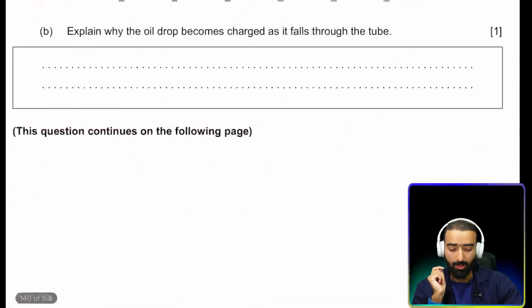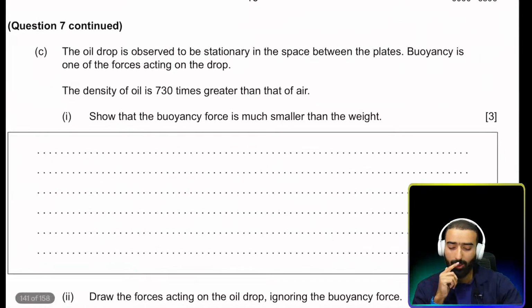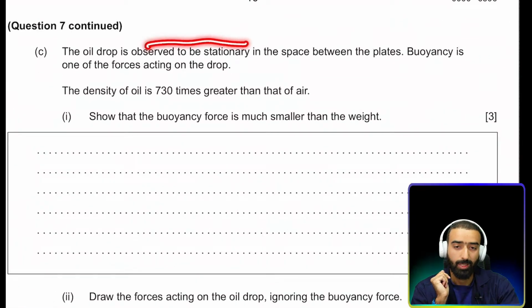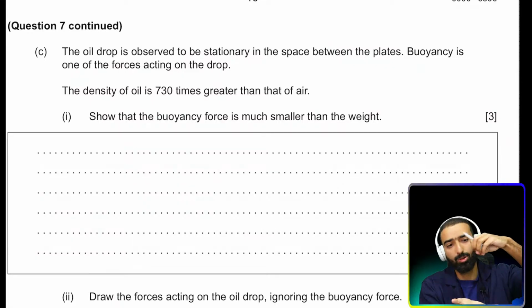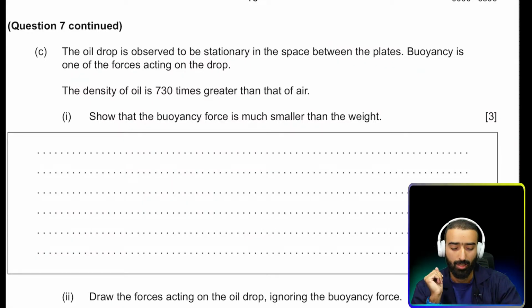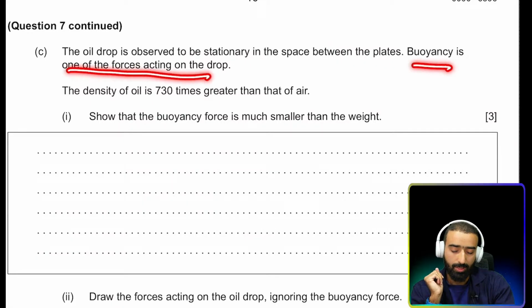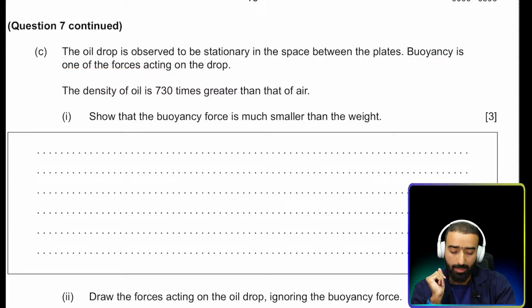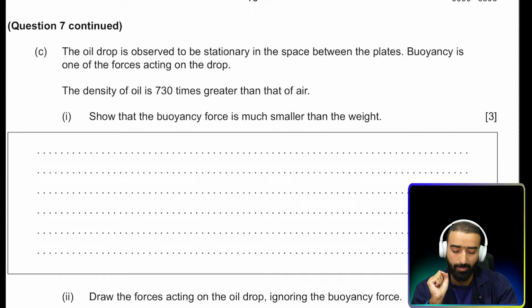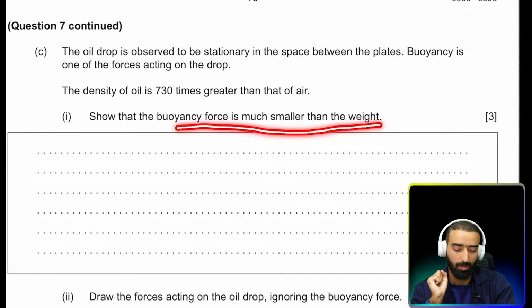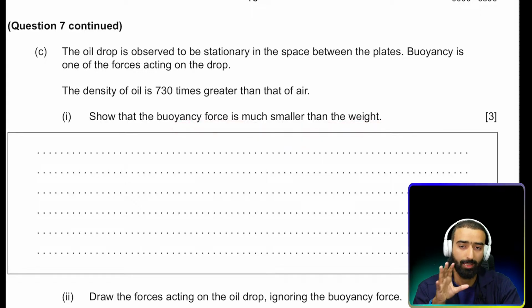Okay, let's press on. The oil drop is observed to be stationary in the space between the plates. That means this oil drop is just hanging there. Buoyancy is one of the forces acting on the drop. The density of oil is 730 times that of air. So the buoyancy force is much smaller than the weight.